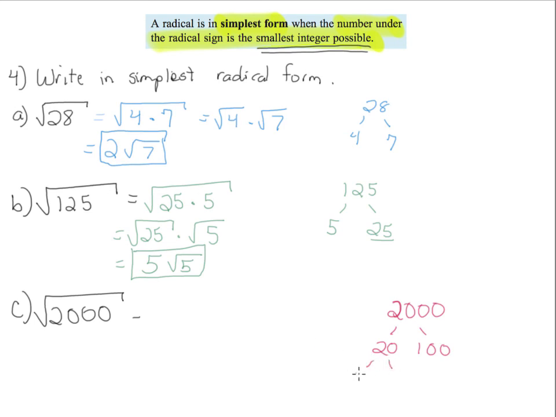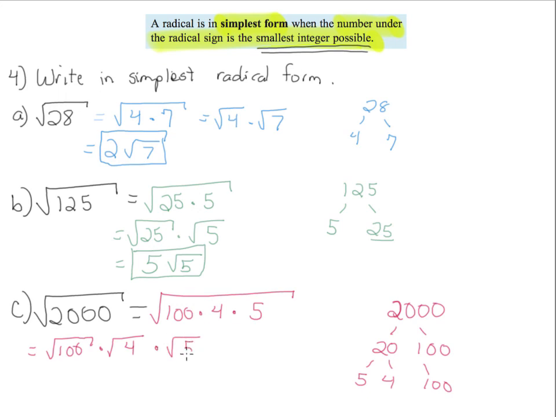So let's say I did 20 times 100. Well, 20 breaks down to 4 times 5, and 100 is a perfect square, so I'm just going to keep it as 100. So that means the square root of 2,000 is equivalent to the square root of 100 times 4 times 5, which is equal to the square root of 100 times the square root of 4 times the square root of 5. The square root of 100 is 10, times the square root of 4, which is 2, times the square root of 5, which does not break down. So that means I have 20 times the square root of 5.